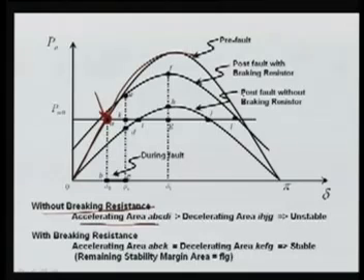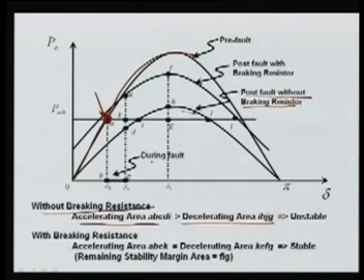Here is the post fault without the braking resistance. So this area is more than the decelerating area, that is your IJ. Where is I? This I, H, J and G, meaning this area.